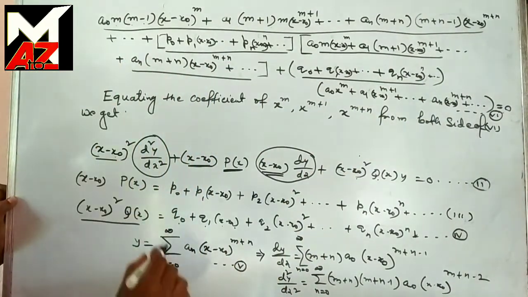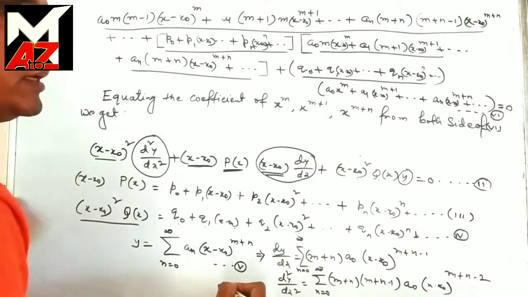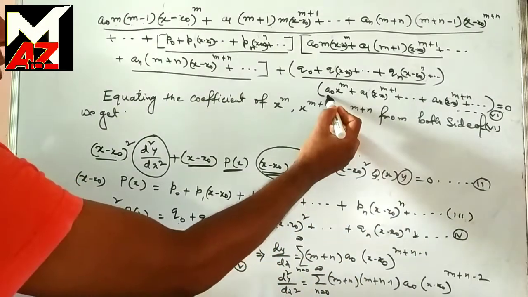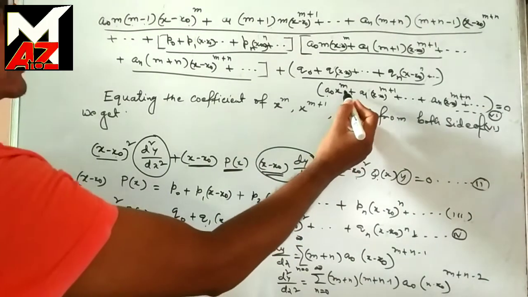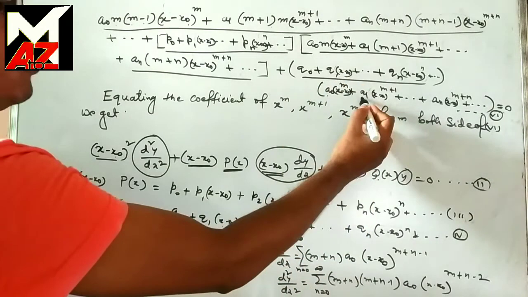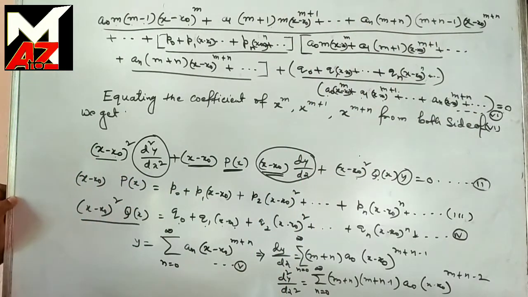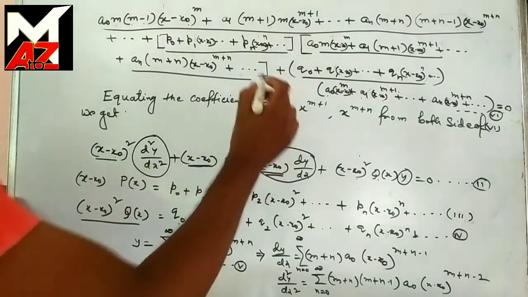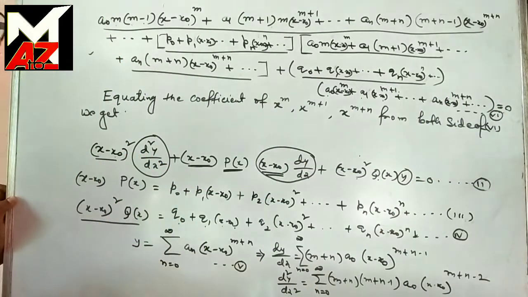At last we put the value of y, that is a0 here y, this is a0 into (x minus x0) to the power m, a1 into (x minus x0) to the power m plus 1, to infinity. Okay, and the name of this relation is 6.